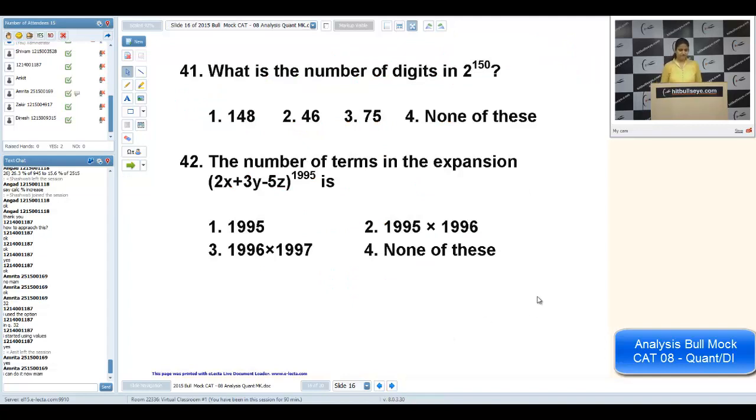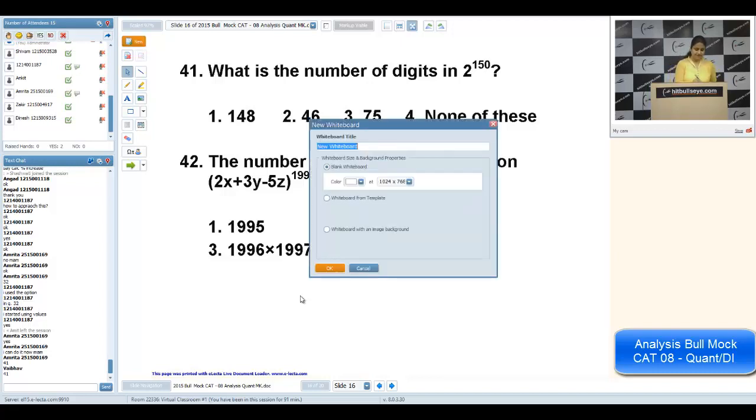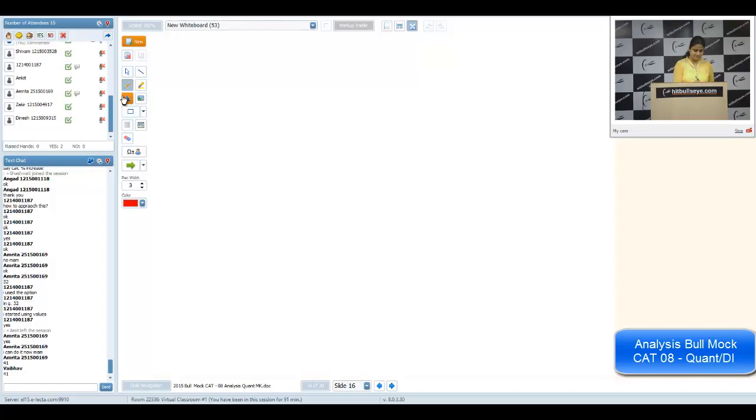Now coming to this, my favorite number system once again. I feel pretty comfortable in number system and PNC and algebra as well. 41 and 42, any problem in these two questions? Please write the question number in the chat box. 41st: what is the number of digits in 2 raised to power 150? Okay, Vaibhav and Amrita, see, let me explain the concept.